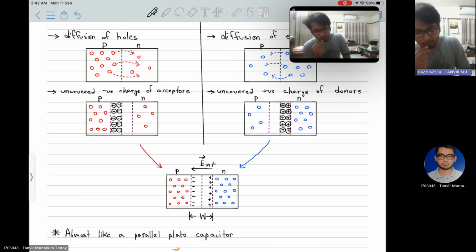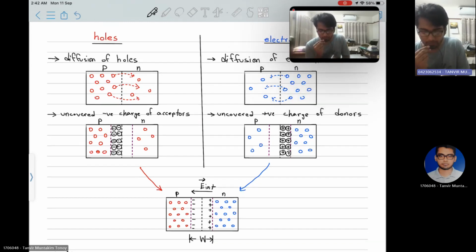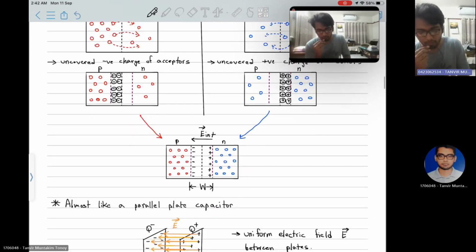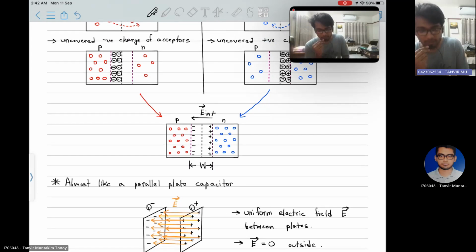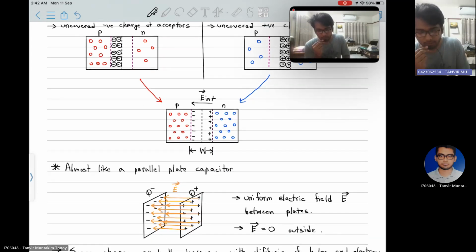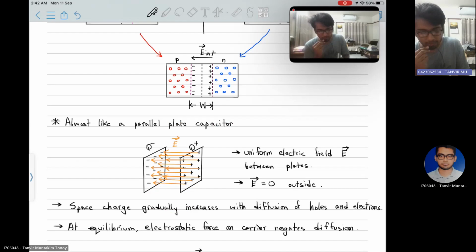And when the holes leave the p-type region, the charges of the impurities are uncovered. So you have negative charges uncovered over here. For the electrons, once the electron goes from the n-type to the p-type, positive charges are uncovered. If we combine the two, we would probably get something like this, where there is a positive charge on the right and the negative charge on the left. And these two are very similar to a parallel plate capacitor, which, as we know, creates a uniform electric field in between the plates, but no electric field outside them.